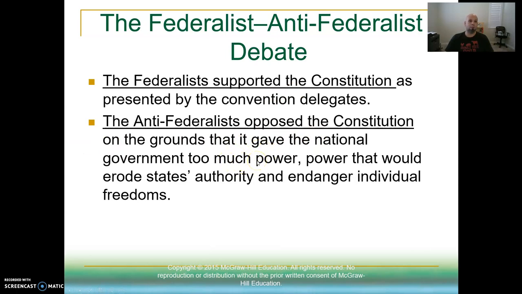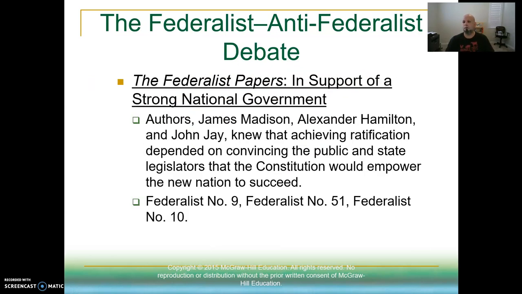And that was what their fear was, and they were kind of justified because all the fears they had about too much power at the national level have all become true, partly through necessity and having such a large nation. So we'll get back into that when we get to federalism. But we have federalists supporting the Constitution, anti-federalists opposing it. It's pretty easy, pretty straightforward.